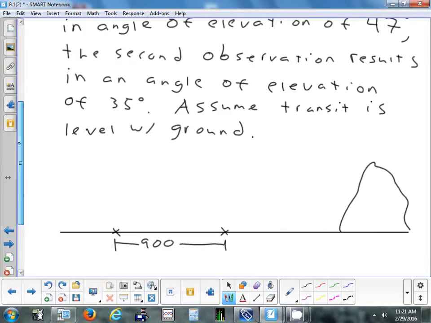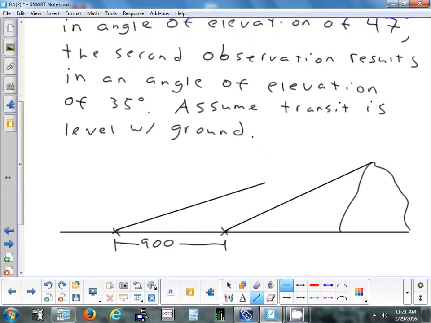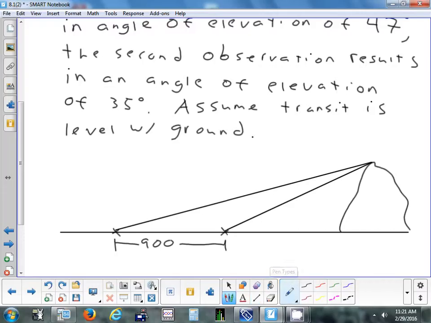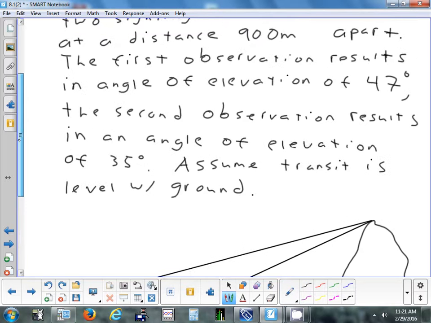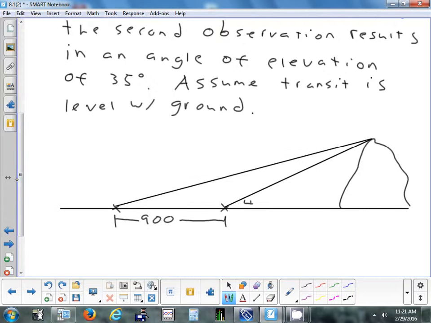Okay, and the surveyor is going to take two sightings to the peak. One, two. What's the angle of elevation from the sighting that's closer to the mountain? 47 degrees. That's the angle he would have to look up at, if he was level with the ground, using a transit or some instrument. He'd point it at a 47-degree angle. How about the angle for the second sighting? 35 degrees.